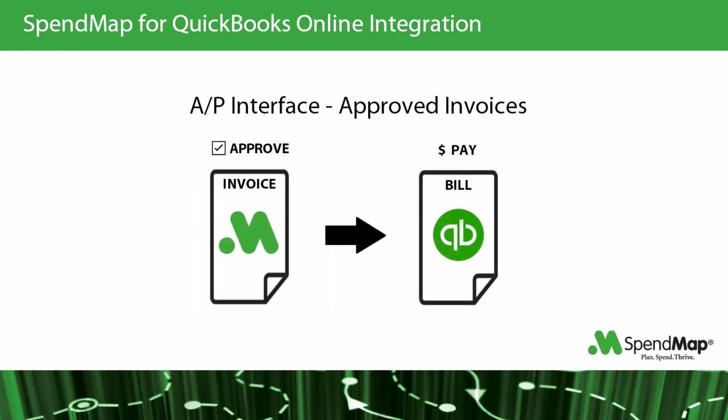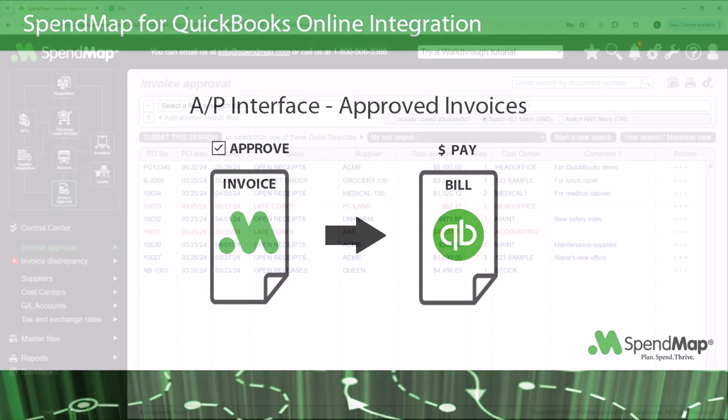So today we're going to take a look at the accounts payable interface, which is the most common touch point between SpendMap and QuickBooks, or any accounting system for that matter. We're going to approve a supplier's invoice for payment in SpendMap and then send it over to QuickBooks as a bill that needs to be paid. But this is just one of many possible touch points between SpendMap and accounting systems. We support other transactions as well, like credit card charges, expense reimbursements, and others, as well as master file integration to import things like suppliers and account codes and so on.